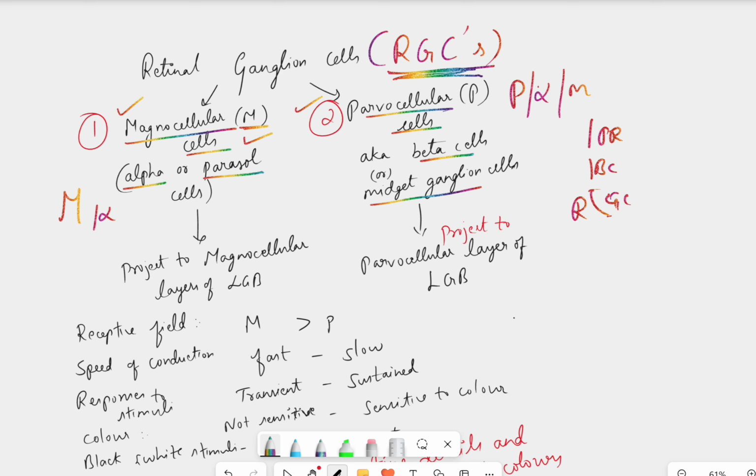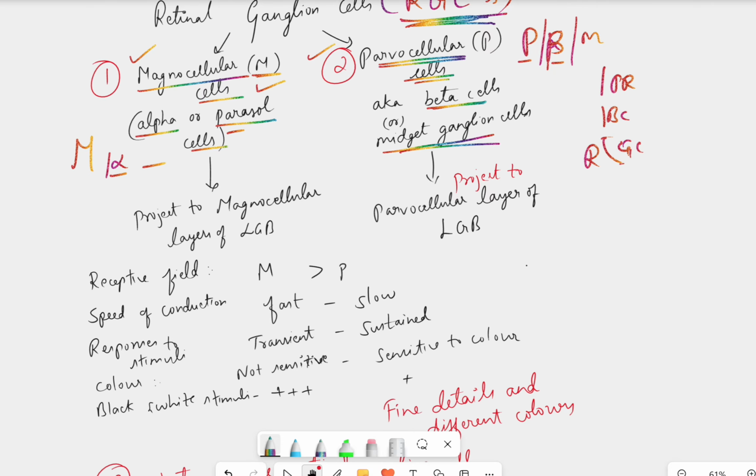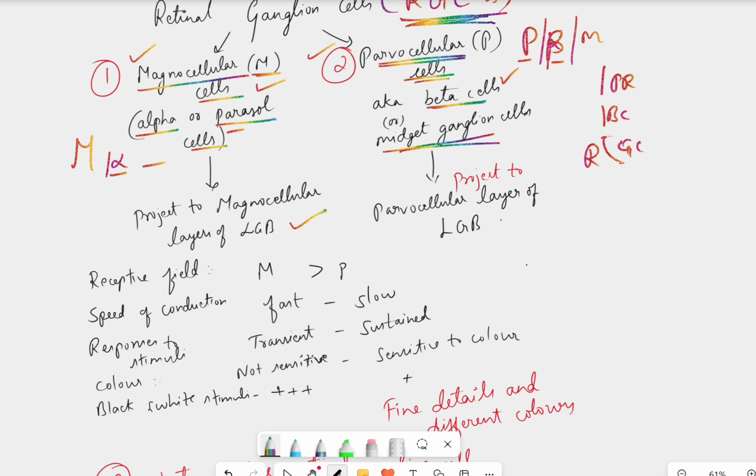Magnocellular cells are also called alpha cells and parasol cells. Parvocellular cells are also known as beta cells and midget ganglion cells. So these are called parvocellular cells, beta cells or midget ganglion cells. Magnocellular cells are also known as alpha cells or parasol cells. Now remember, magnocellular cells will project onto the magnocellular layer of the lateral geniculate body. Parvocellular ganglion cells will project onto the parvocellular layer of the lateral geniculate body.